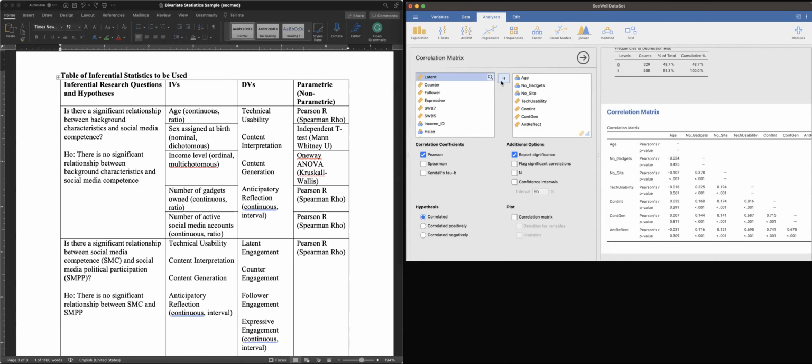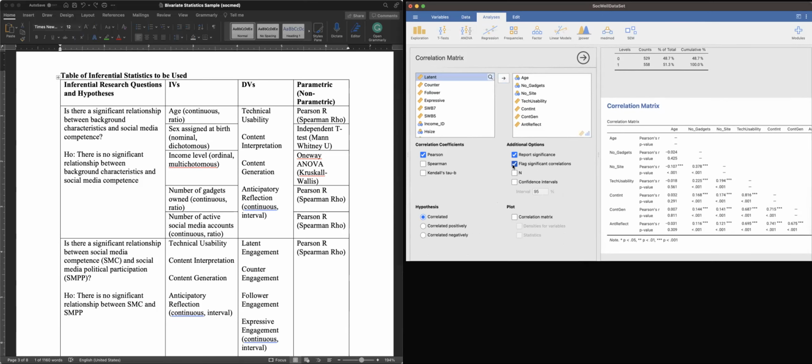All right. And then you can click this flag significant correlation so you can already see which are related to each other. Okay. So the automatic or the standard or the default type of correlation coefficient that you will get is Pearson R. So again, you can use Pearson R if you can assume parametric test. So what you will be looking out for is the p-value. You have to look first for the intersections of the variables that you want to examine. So you wanted to see whether or not age, number of gadgets, and number of social media sites used are correlated with technical usability, content interpretation, content generation, and anticipatory reflection.